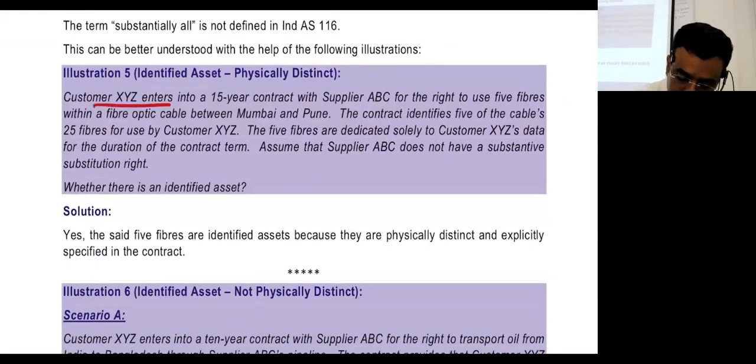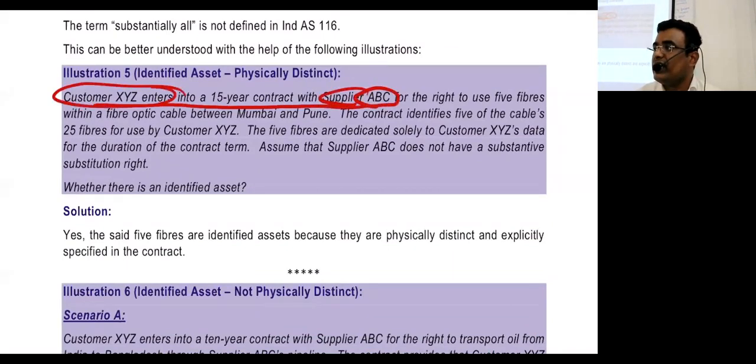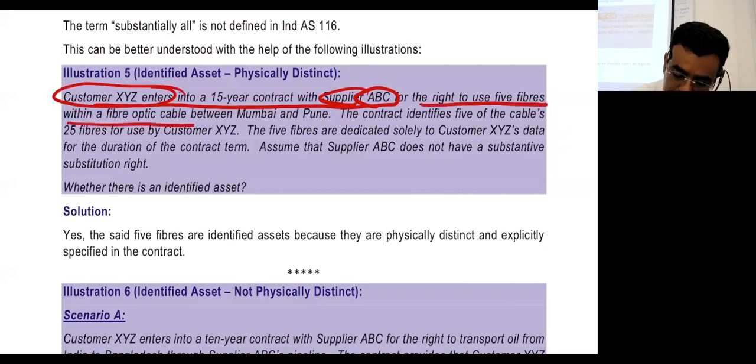Now, customer XYZ has entered into a 15 years contract with supplier ABC. He is a supplier, he is a customer. Why here, customer and supplier, we are discussing whether there is a lease or not. Yes or no? Right to use fiber within fiber optic cable between Mumbai to Pune.